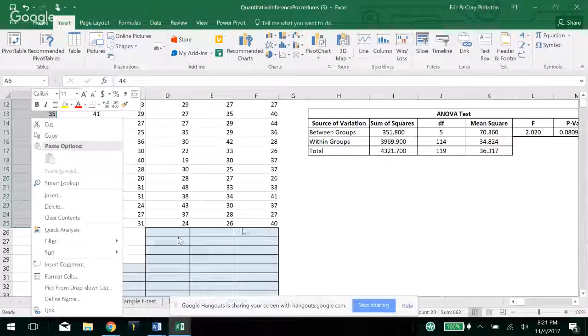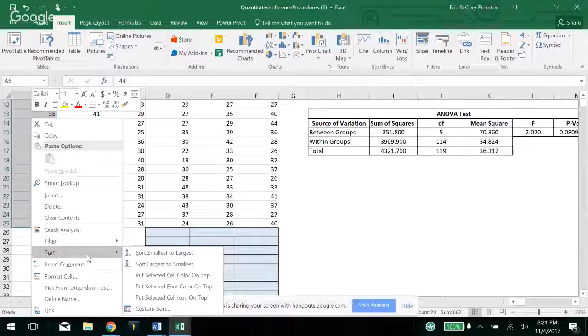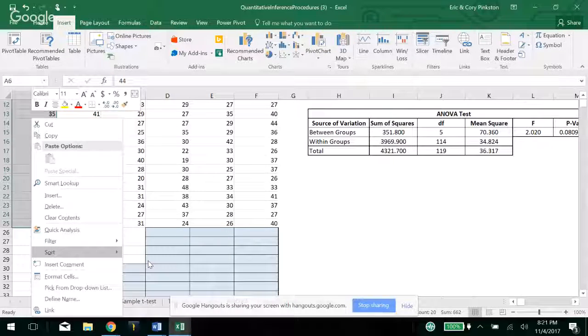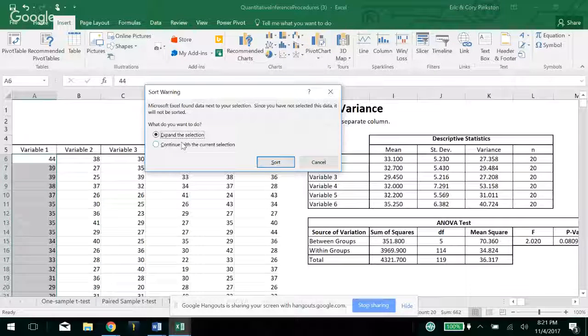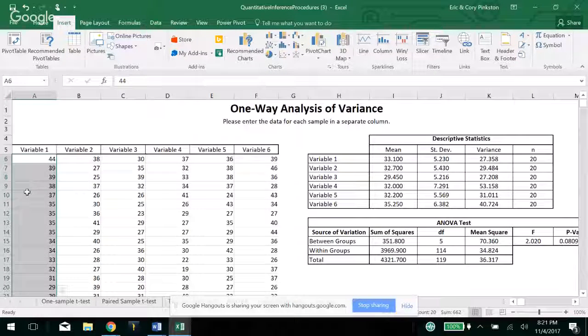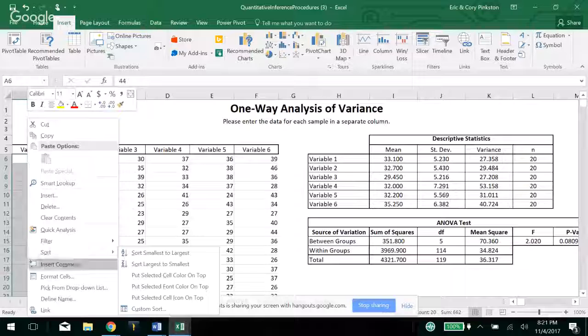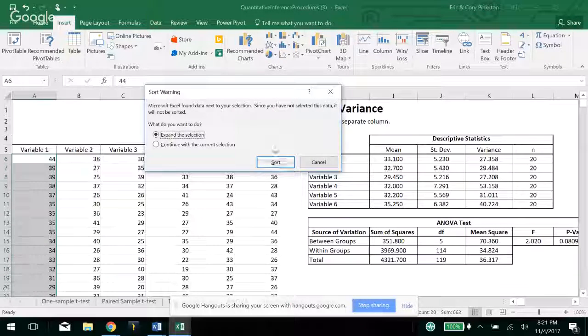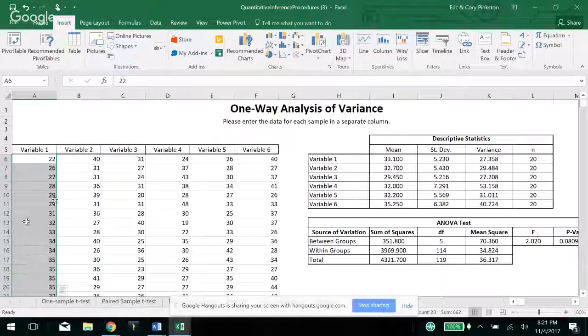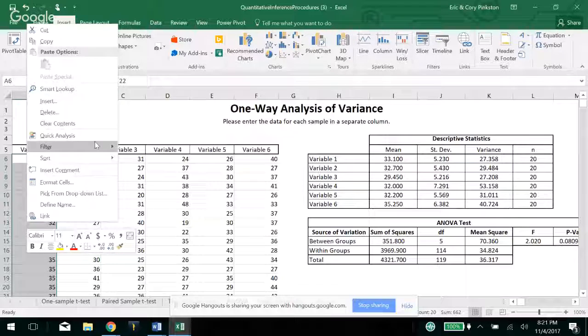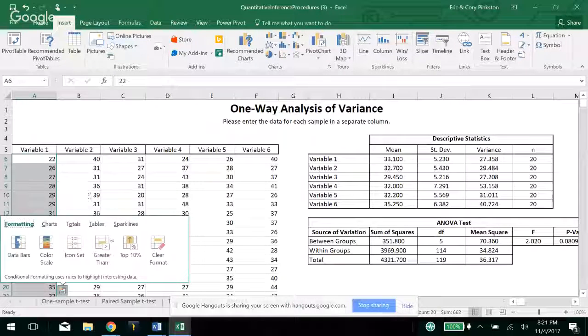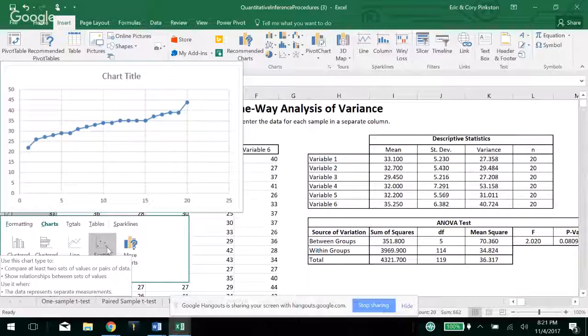Dude, I figured it out. So what you've got to do is sort it so that it's in ascending order. Okay. And you can do a quick analysis and do one of these, and it shows you.